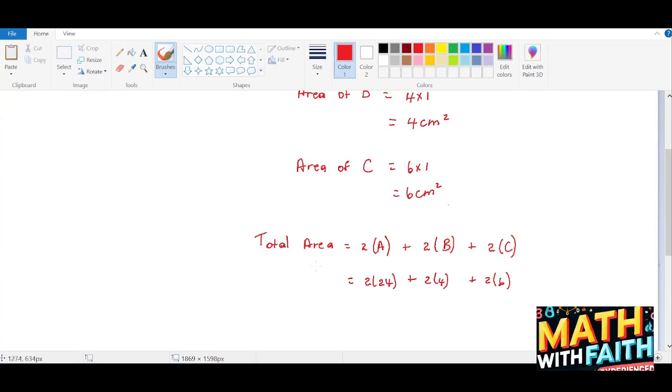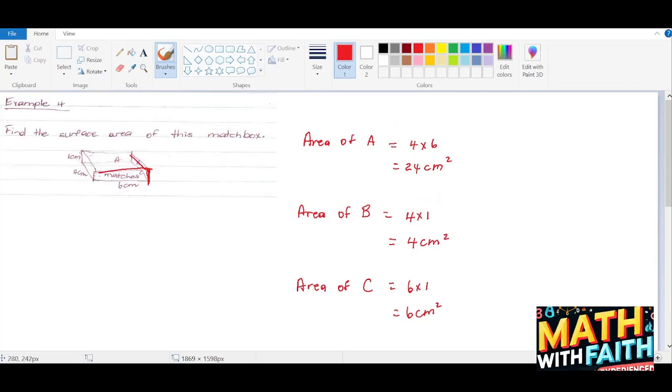And when we plug that into our calculator, we get 68 centimeters squared altogether, right? So that is the total surface area, or the addition of all the areas, the area of all the faces in this matchbox. So when we're talking about 3D shapes, we look at the total surface area, what is exposed to the human eye, right? To the air, that is.